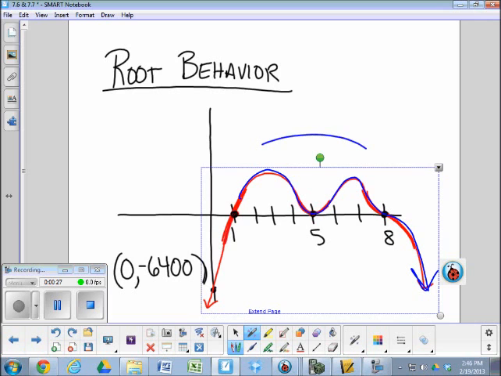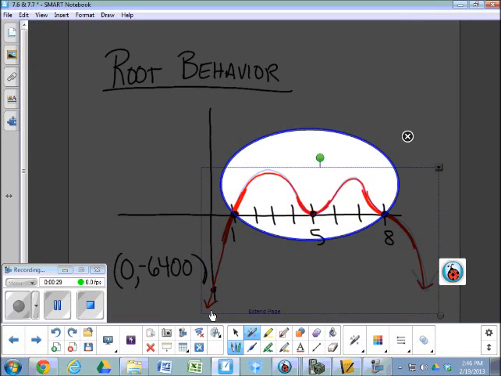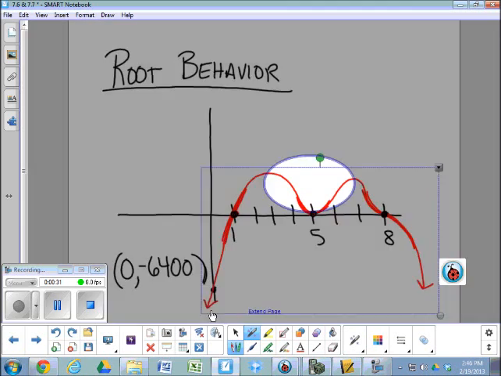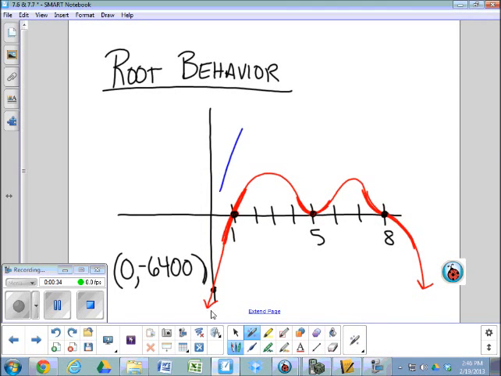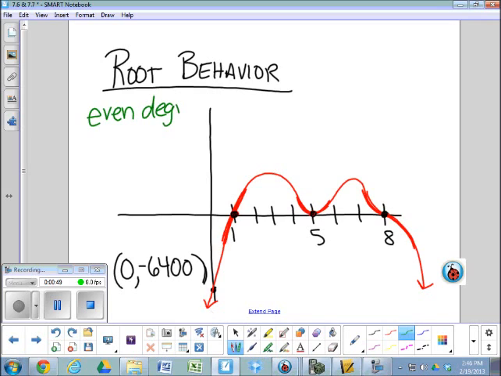So if you ignore all that stuff in the middle and just consider that it starts by increasing and ends by decreasing, what does that bring to mind? A parabola opening downward. So I expect in this problem an even degree with a negative a. That's what I expect.